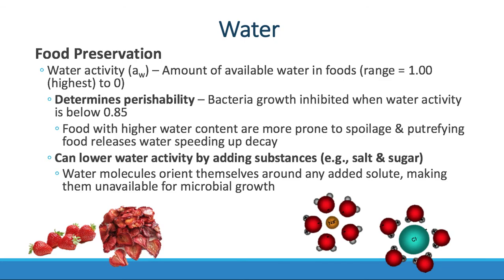And so once deterioration of the food sets in, the putrefying food is also going to release water, which is going to fuel the growth of microorganisms. Once that spoilage begins, more water is released, speeding up the decay. We can lower the water activity by adding substances, for example, adding salt or sugar. This is going to bind to that free water and reduce the water activity by increasing the amount of bound water, making it unavailable for the growth of bacteria.